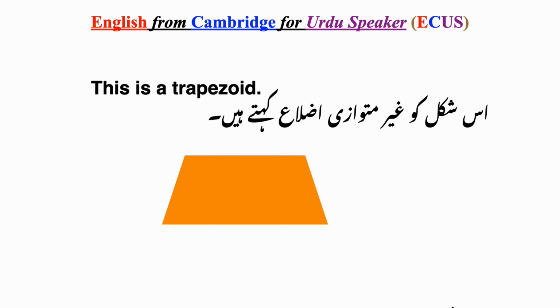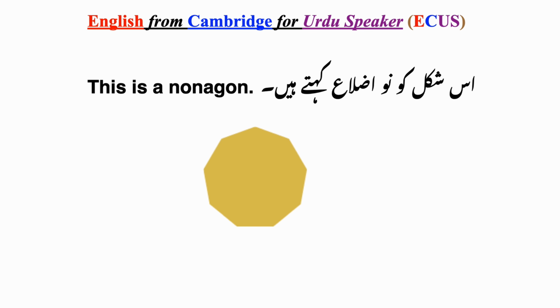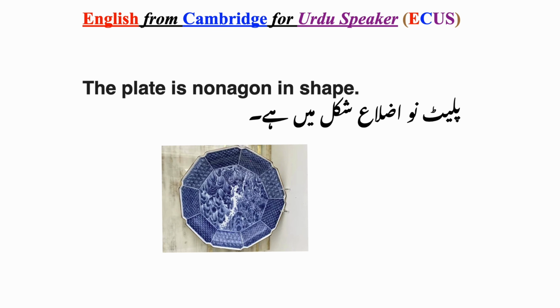This is a trapezoid. The table is trapezoid in shape. This is a nonagon. The plate is nonagon in shape.